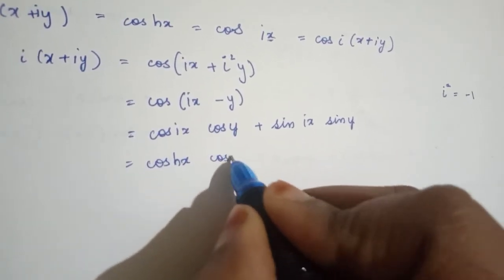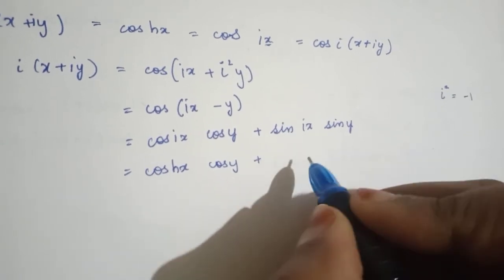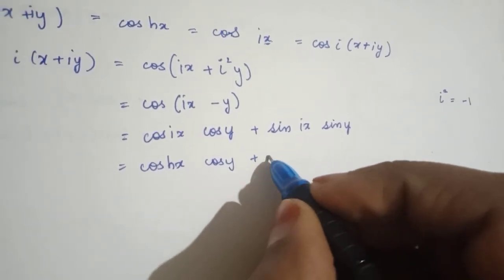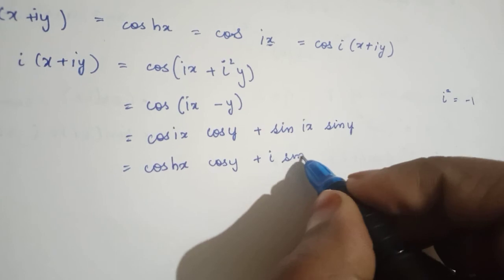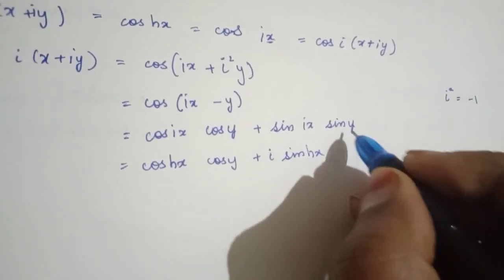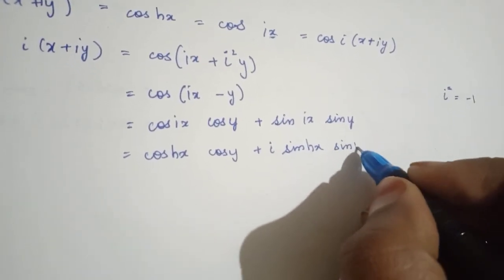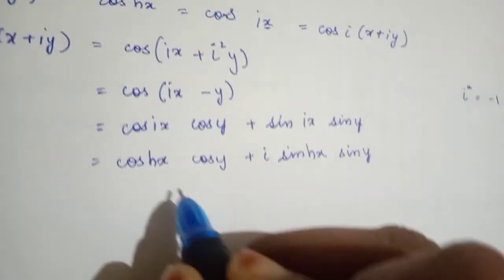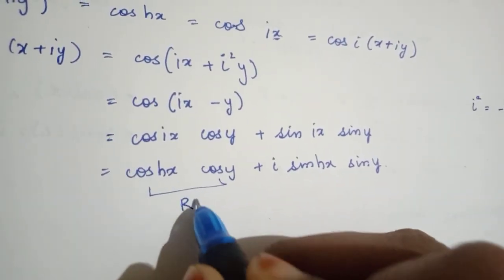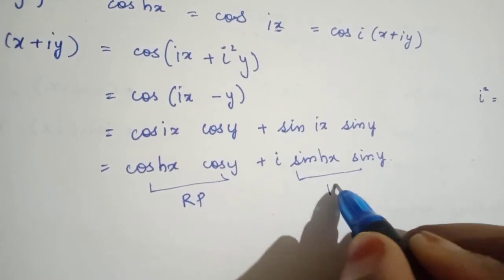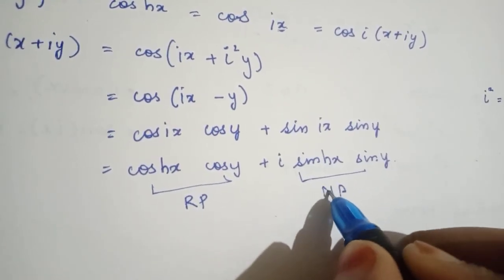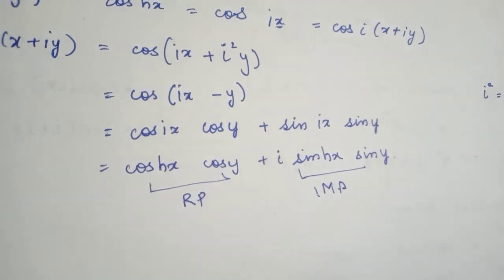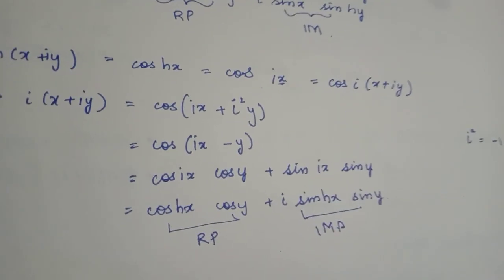This will remain the same, plus sin ix. Sin ix is nothing but i sinh x. This will remain the same, sin y. So we got the answer in the form of a plus ib, where this will be your real part, this will be your imaginary part. Yeah, thank you.